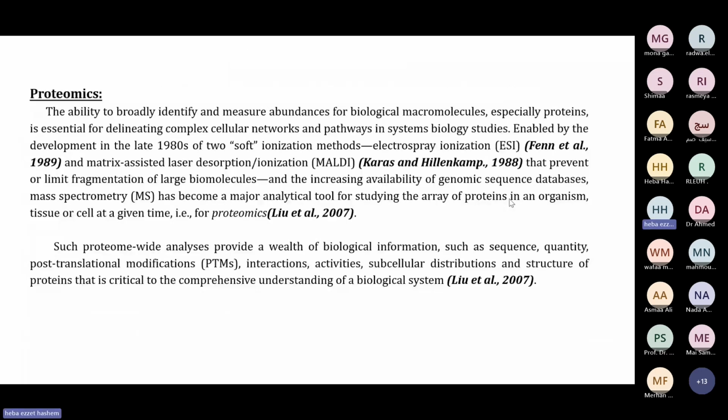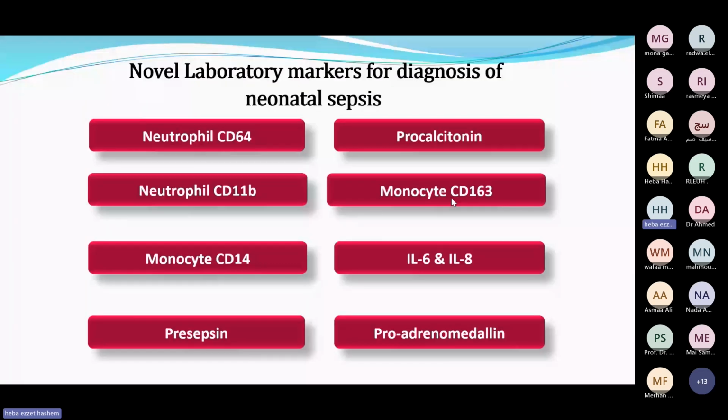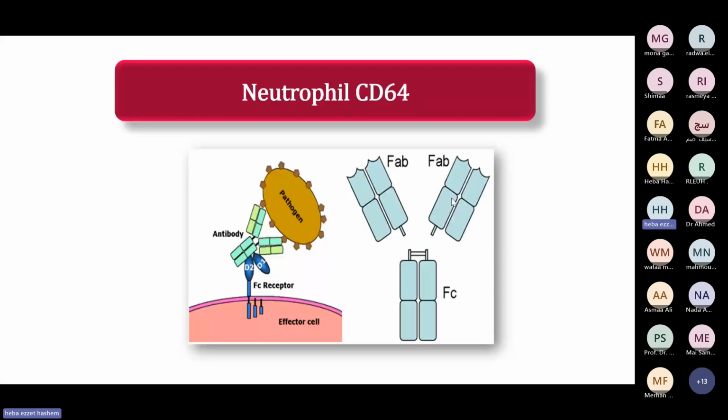Proteomics is one of the highly studied areas of neonatal sepsis in recent years. Mass spectrometry has become a major analytical tool for studying the array of proteins in the organism and their arrangement. This can give us an idea about neonatal sepsis, its diagnosis, and its prognosis. There are also novel laboratory markers, including sepsis cell surface markers such as CD64, CD11b, and monocyte CD14, and different other sepsis biomarkers. I will stress here neutrophil CD64 and presepsin, which is my concern in the studies that were performed in Shams University Hospital.